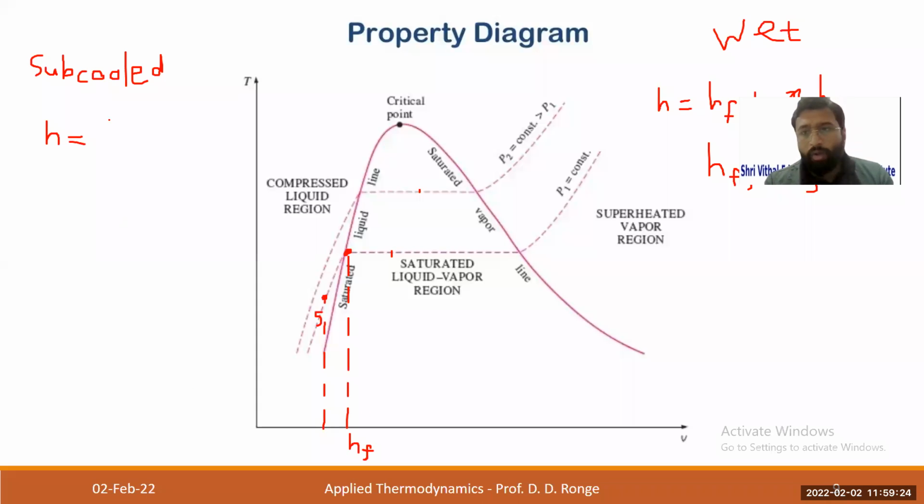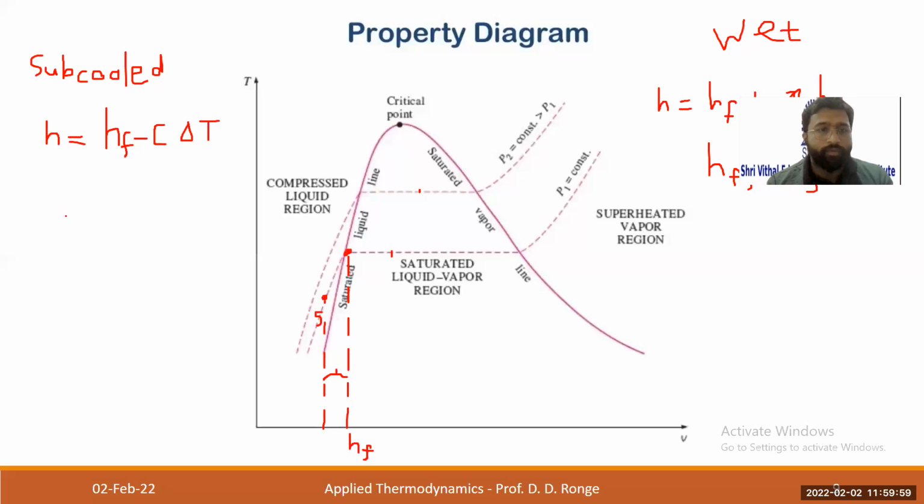Okay. Now in the subcooled region, how to calculate enthalpy? This will be equal to HF, that is the enthalpy of the saturated liquid condition, minus Cp delta T, the specific heat of that liquid into delta T. So this difference, what you see here, is Cp delta T. Okay, specific heat into change in temperature.